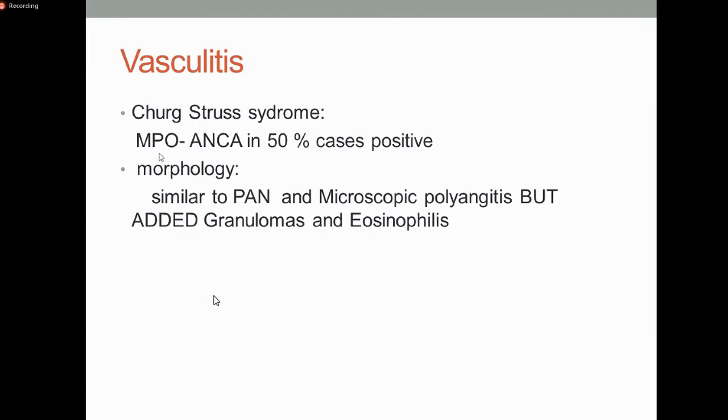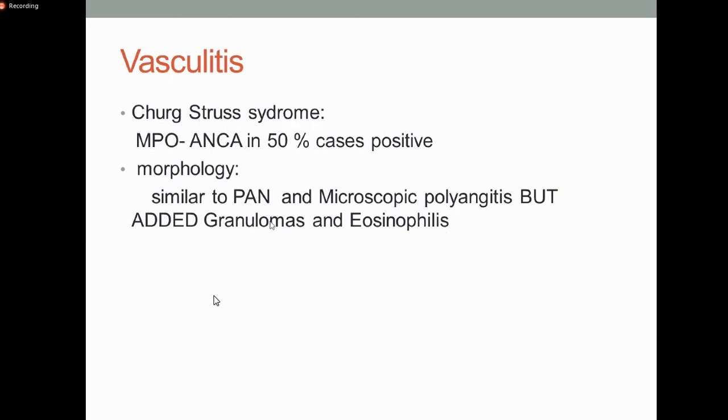In Churg-Strauss syndrome, we can detect the antibody MPO ANCA in 50% of cases. This can come positive, and you can monitor the disease and relapses with this as well. Morphology is similar to PAN and microscopic polyangiitis, but you need to add what? Add granuloma plus eosinophils.